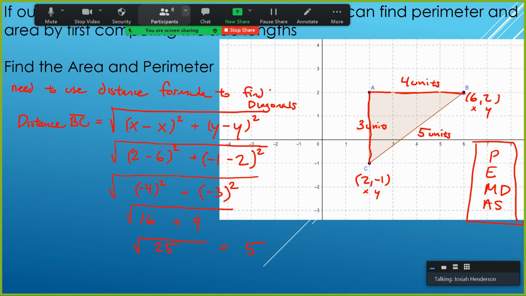Now it's as simple as adding up the sides to find the perimeter. Since I'm running out of space here, we'll put our answers at the very top of the screen. So the perimeter is the 4 plus the 3 plus the 5. What is that? 12? 12 units for perimeter.